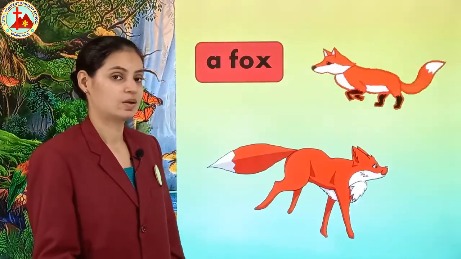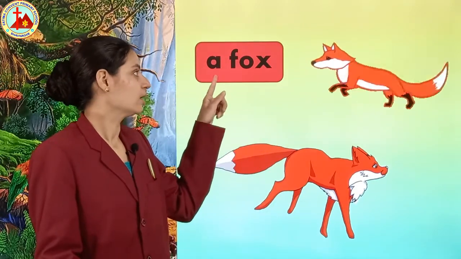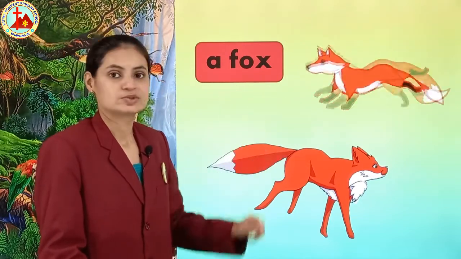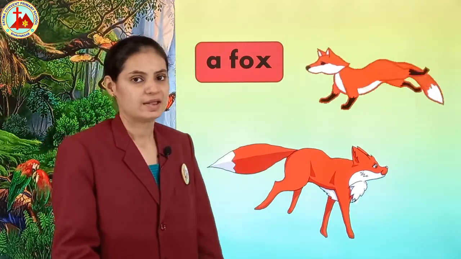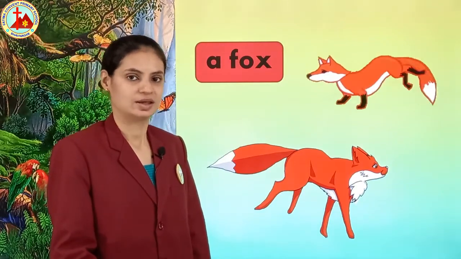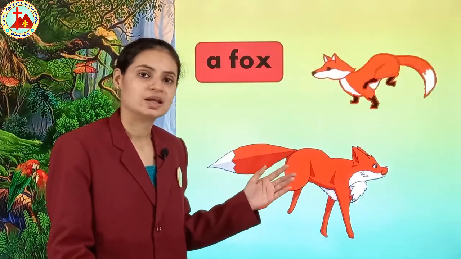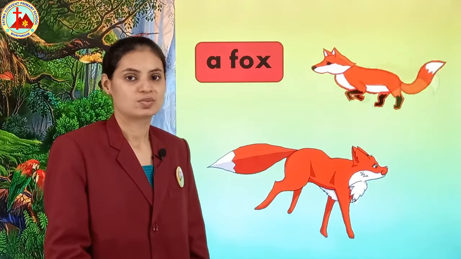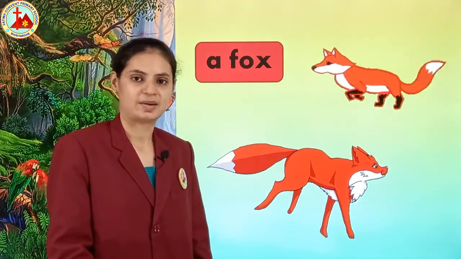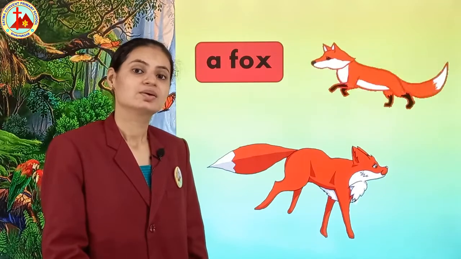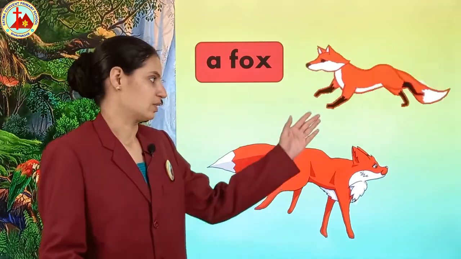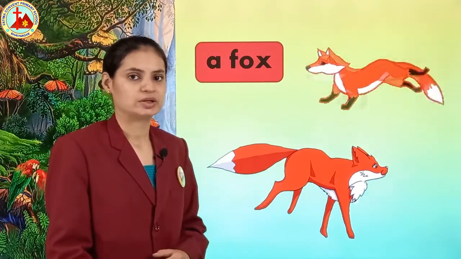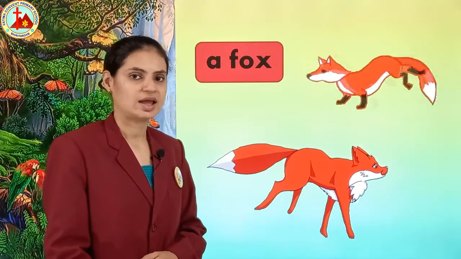The next one is fox. A F O X, fox. A fox. Children, do you know fox is known as a cunning animal? Yes, fox is known as cunning animal because it is very clever. Fox likes to eat small animals like rabbit, rat and small deer. So this is the picture of fox. Fox is a wild animal, and a very important thing about fox is it is a cunning animal.